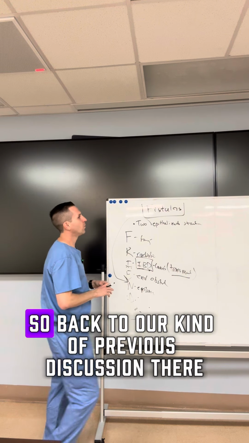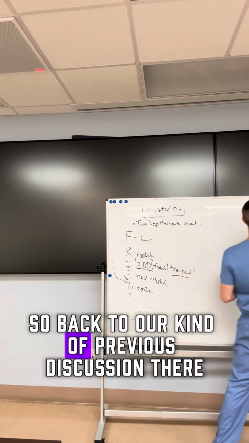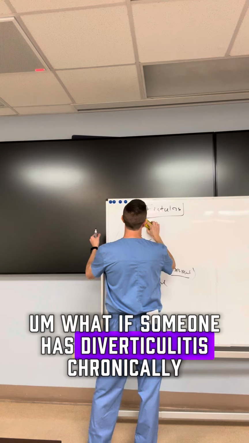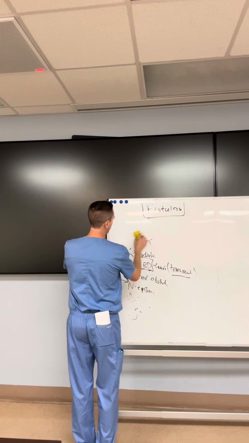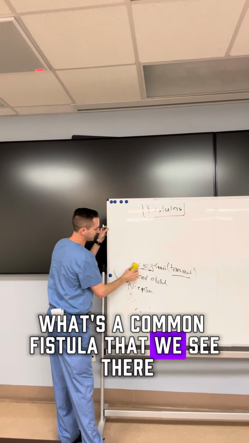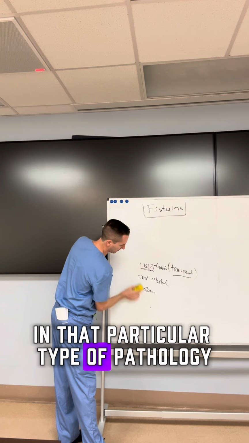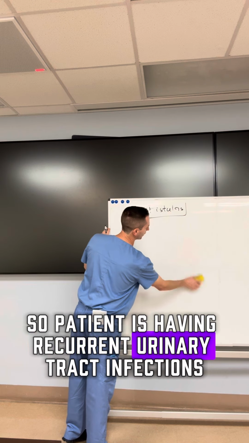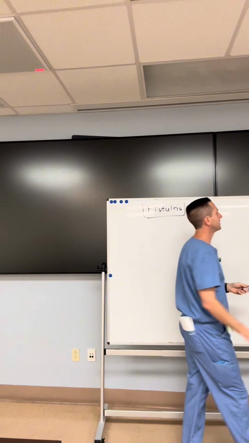So back to our previous discussion. What if someone has diverticulitis chronically? What's a common fistula that we see in that particular type of pathology? The patient is having recurrent urinary tract infections. Oh, bladder.